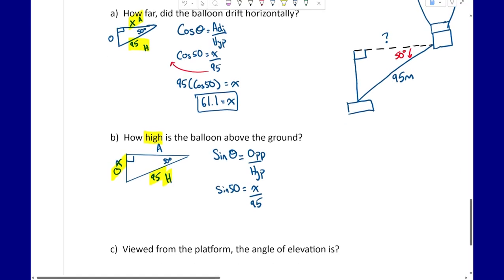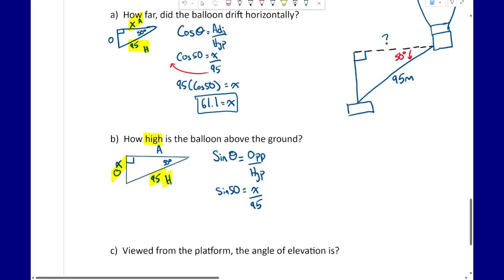So even though it's a different ratio, I'm still missing the piece on top. So that means I bring up the bottom and I multiply. Very similar to the last question, just a different ratio. So 95 times sine 50 equals our unknown. This just becomes a calculation. And we get 72.8 meters is the height.